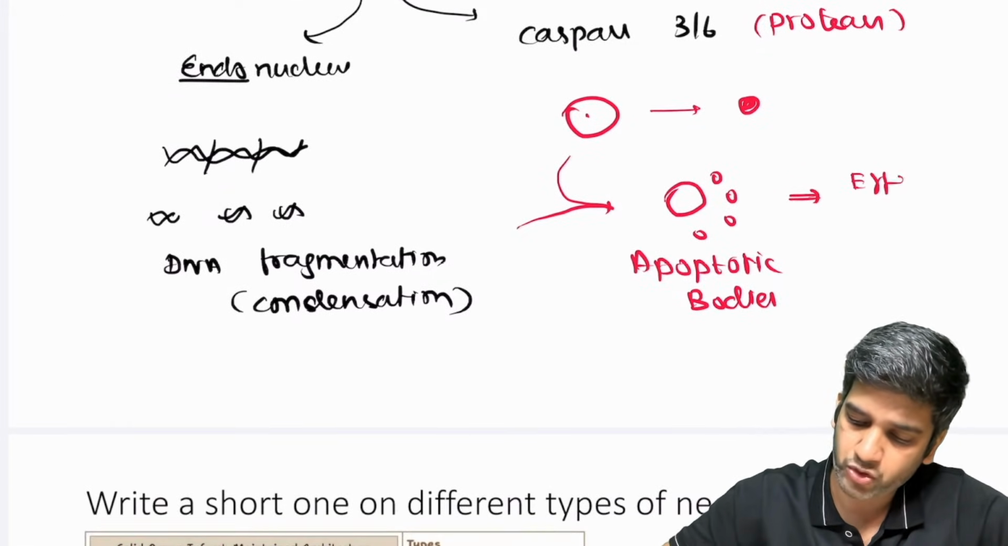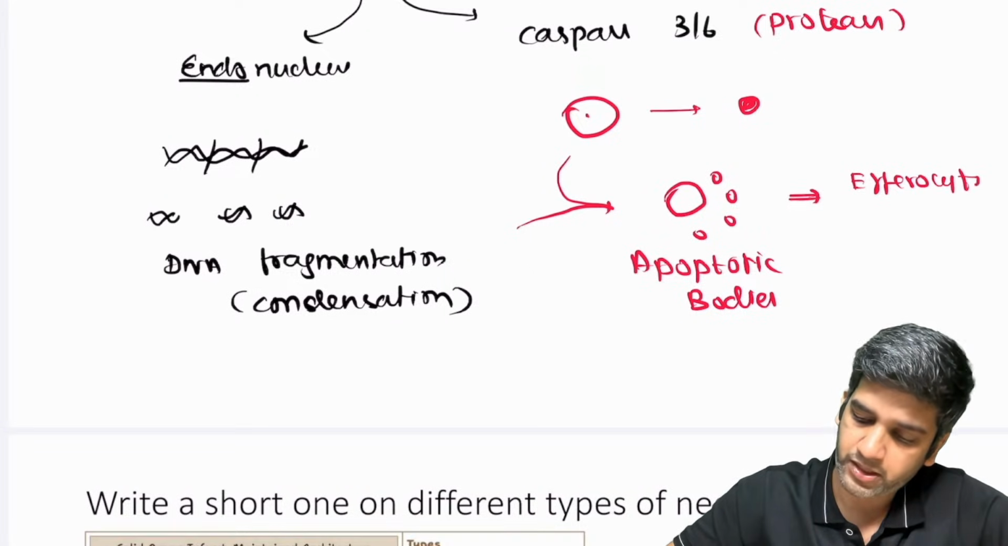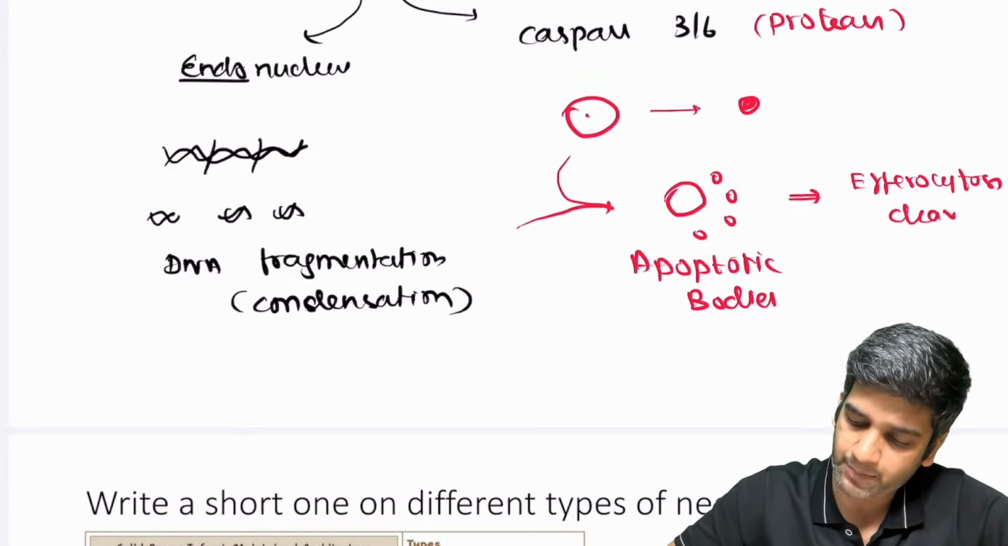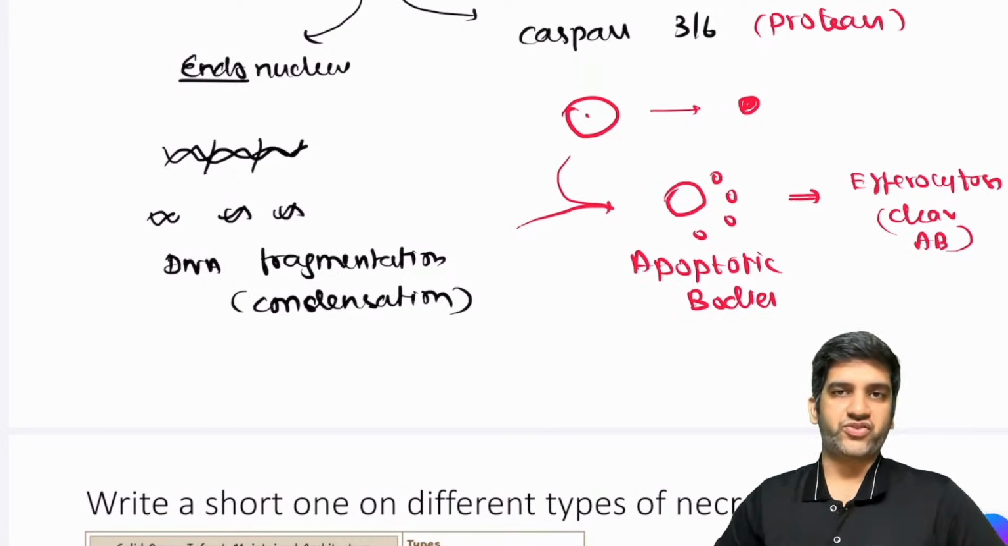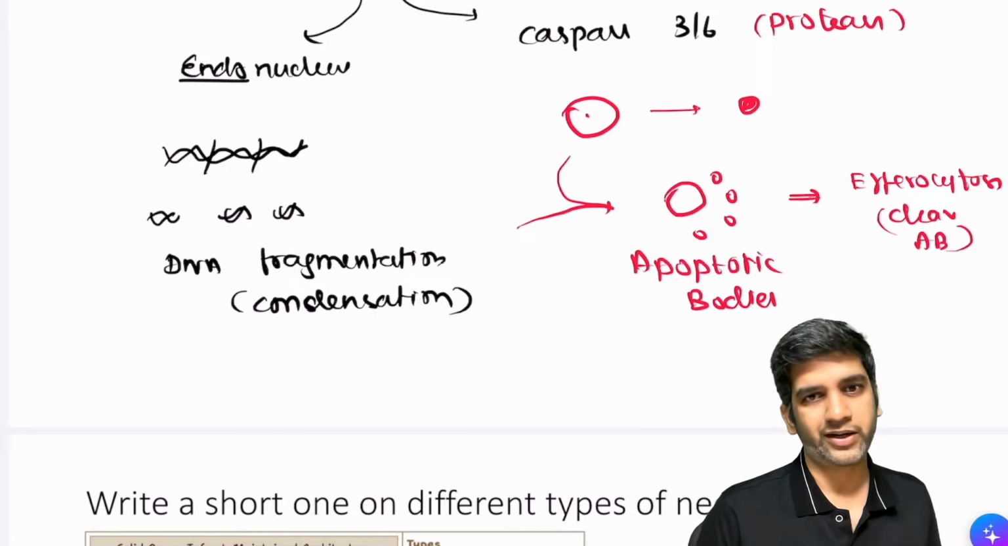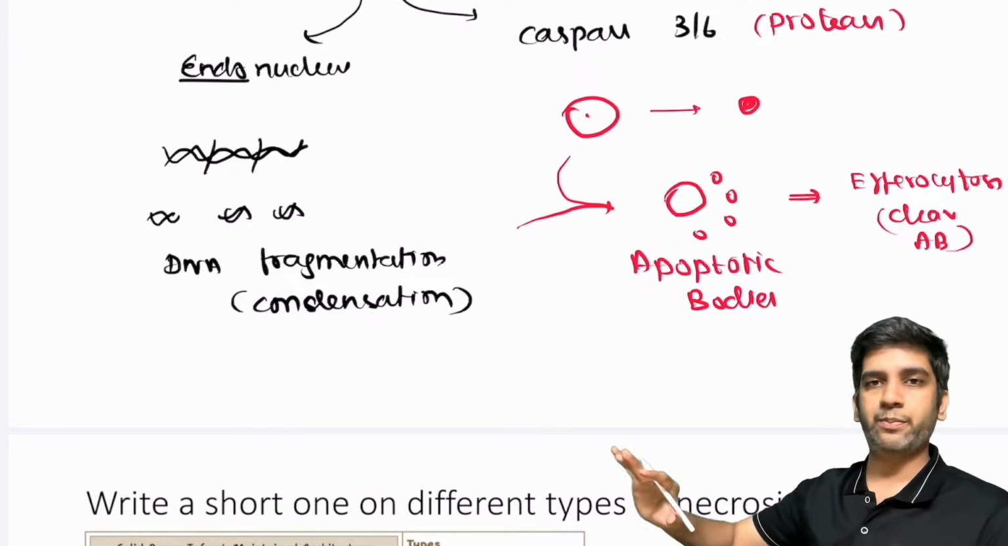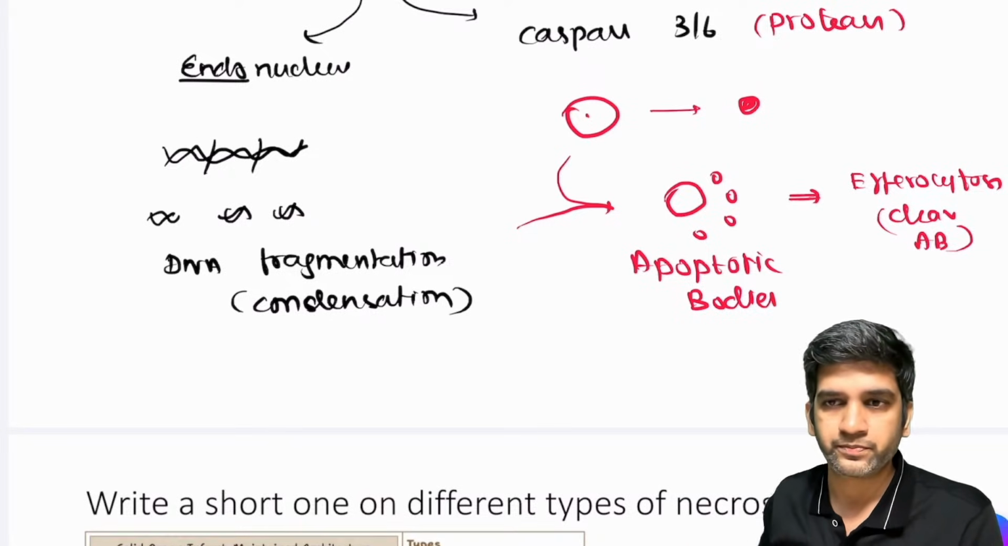phagocytosis, by a process called efferocytosis, which will clear the apoptotic bodies. For clearing, if required, you can write a little bit about phosphatidylserine, thrombospondin, and complements as well. But this is what happens in the flow of apoptosis.